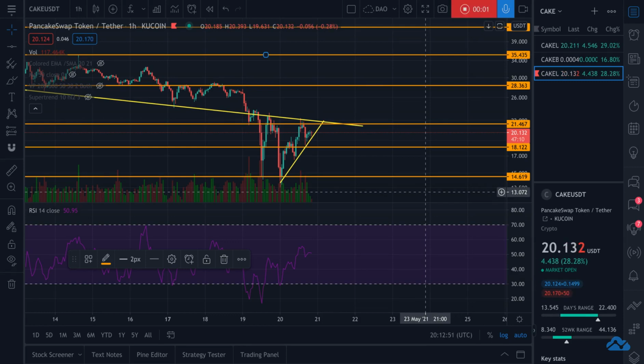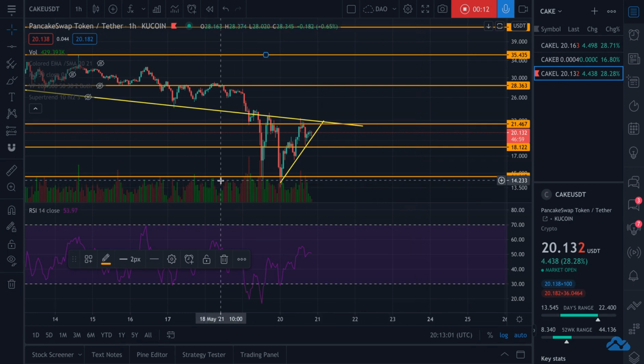Hey guys, we're taking a look at PancakeSwap's Cake token today against the USDT as well as against Bitcoin. And I want to try to get an idea of what's going to happen in the short term as well as a little bit longer term.